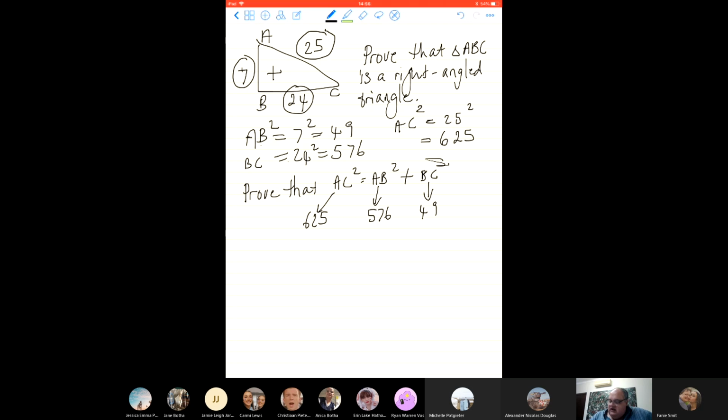And what happens if you add these two? You're going to get 625, which is the same as that. Now, the only way that this can happen is if this is a right-angled triangle. So you have just proven that this triangle is a right-angled triangle, and the reason for that is because Pythagoras' theorem works for the triangle.